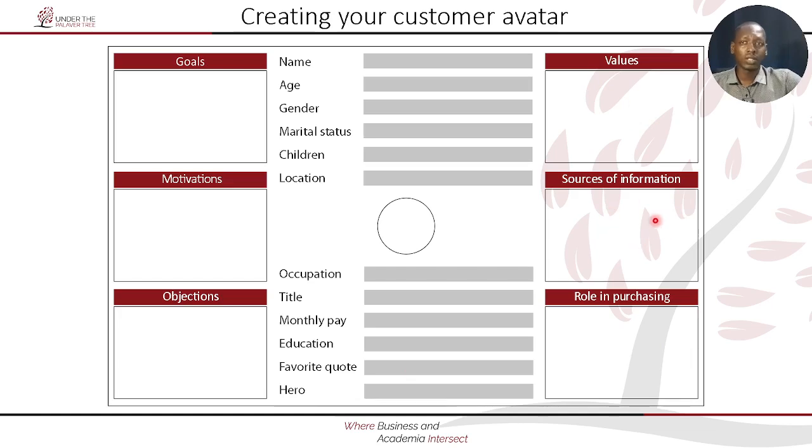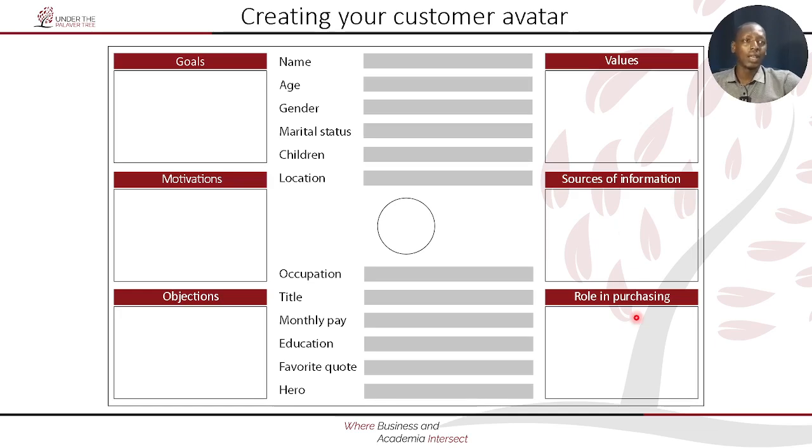Then we have sources of information. Where do they go to get information? Is it the news? Is it Facebook? Is it LinkedIn? Do they just talk to their friends? Where do they go when they need information? This one is also important because, for example, if you want to do any advertising, the easiest way to get in contact with the people who are actually going to buy from you is knowing who they are and also knowing where you can go to get to them to share the information about your product.